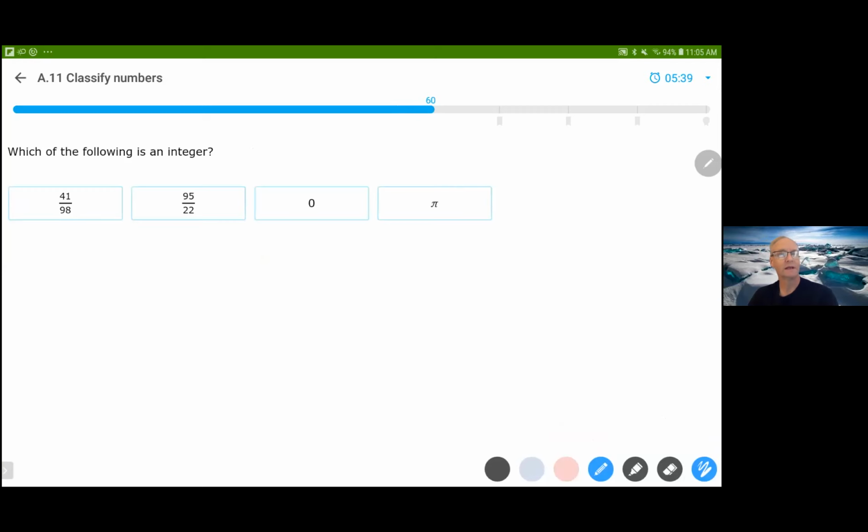Which of the following is an integer? Well, it happens that 0 is an integer. It's a whole number, it's a natural number, it's a real number, it's all those things. It's an integer.